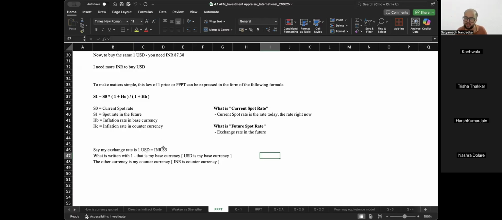$1 equal to INR 85. If this is written, what is written with the one? That is my base currency. The other thing is your counter currency.